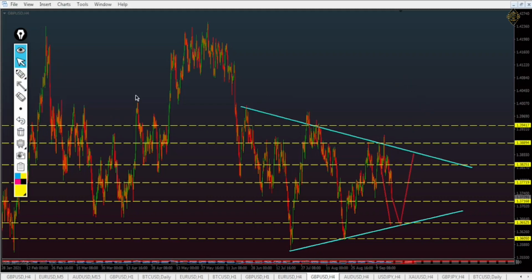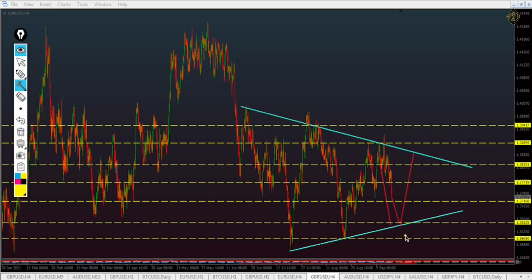The levels we got here: the first level at 1.39417, another level at 1.38894, another level at 1.38251, another level at 1.37719, another level at 1.37168, another level at 1.36525, and the last one at 1.36050. I think everything is very clear.